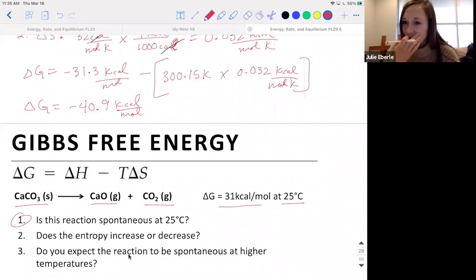The chart will be your best friend. It's a positive delta G, so that is non-spontaneous. All right, so no, not spontaneous.